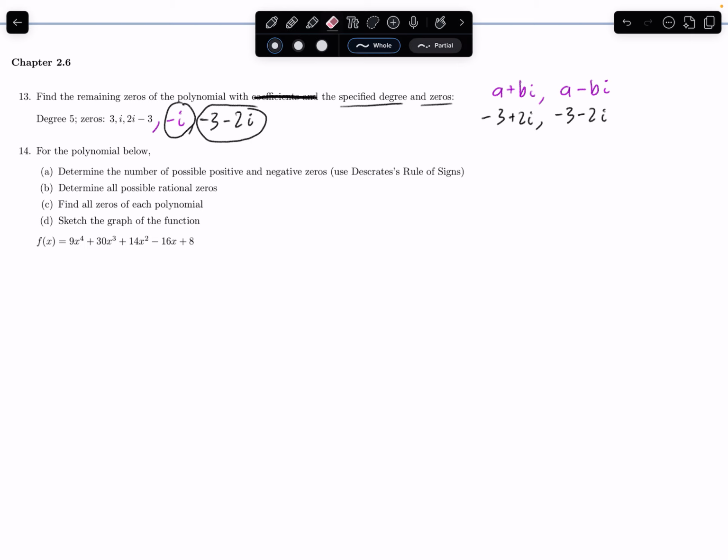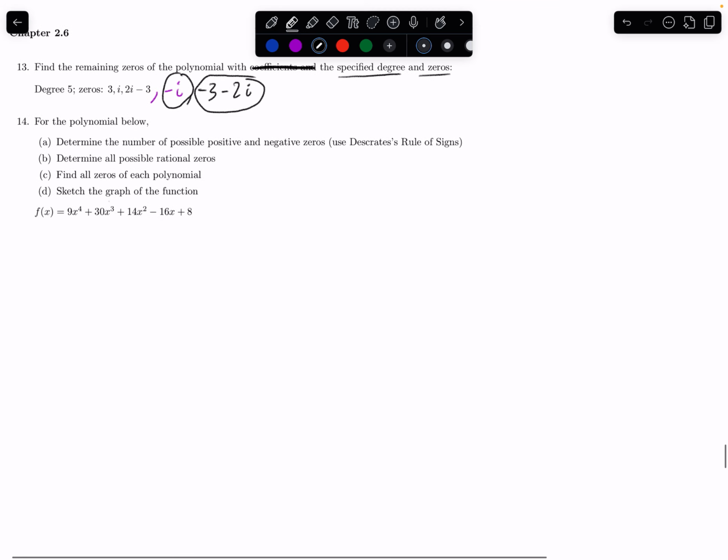All right, number 14. 13, that was 13 just now. Number 14 says, for the polynomial below, A, determine the number of possible positive and negative zeros using Descartes' rule of signs. And then determine all possible rational zeros. Typical thing, right? Find the zeros and sketch it. Okay, no problem. Starting with part A.